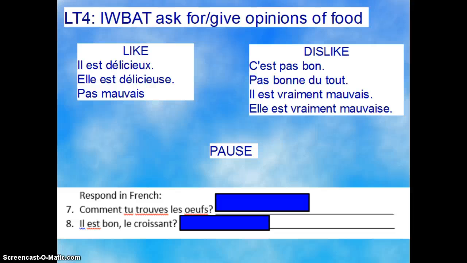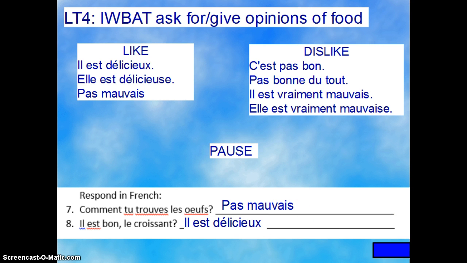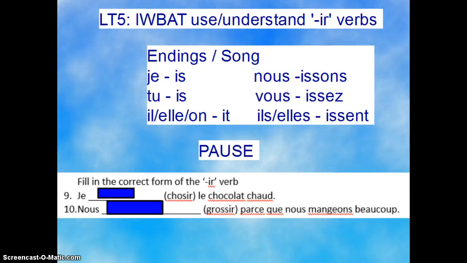Hopefully by now you've had a chance to try those activities. So let's go ahead and talk about them. Comment tu trouves les œufs literally means how do you find the eggs, as in what do you think of the eggs. I myself happen to like eggs okay, so I said pas mauvais. They're not bad. The second one says il est bon le croissant, which means it is good, the croissant, as in is the croissant good. Again, I am definitely a fan of croissants, so I went ahead and said il est délicieux, it is delicious. Croissant happens to be masculine, so I used il instead of elle.